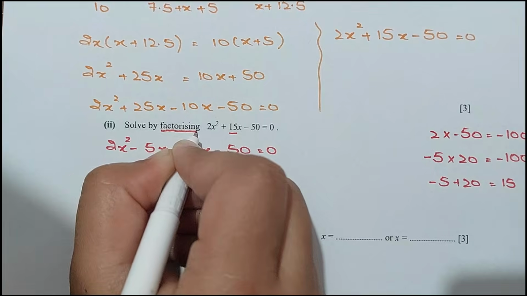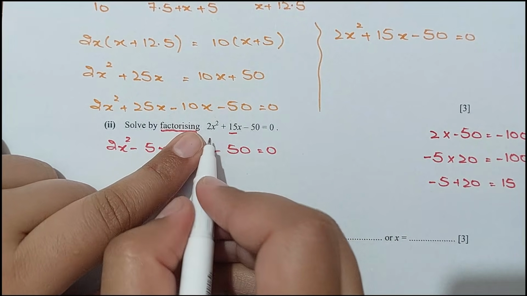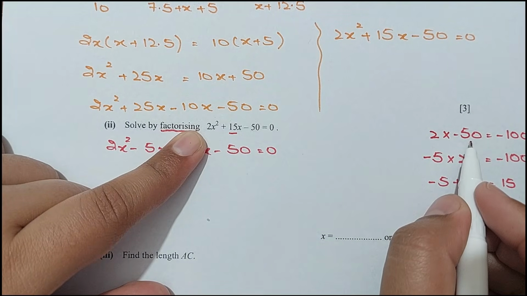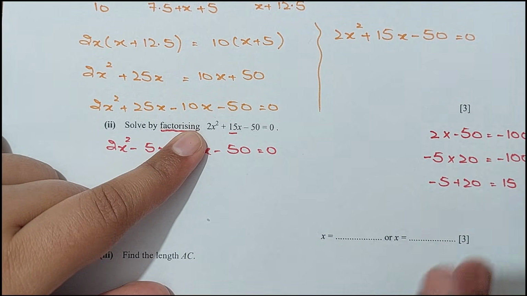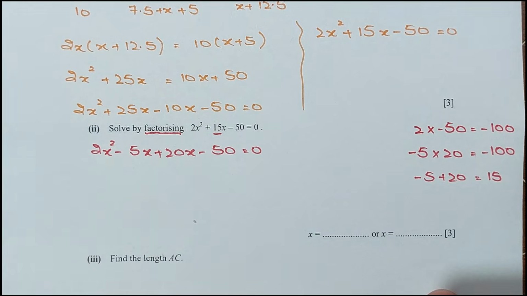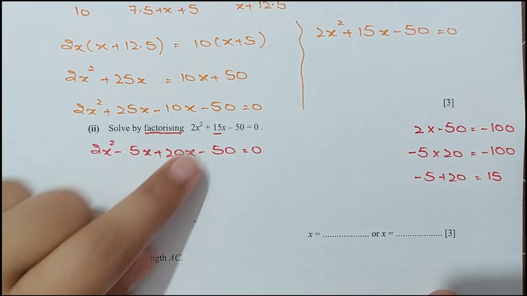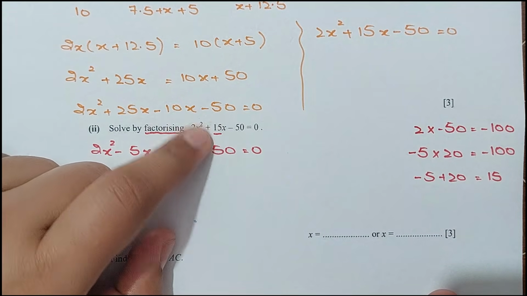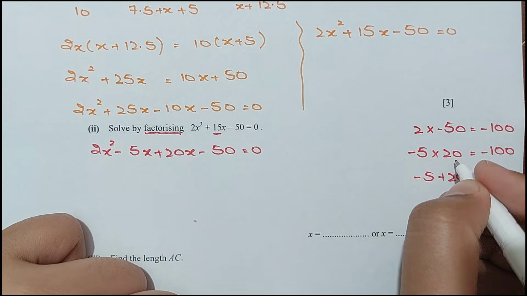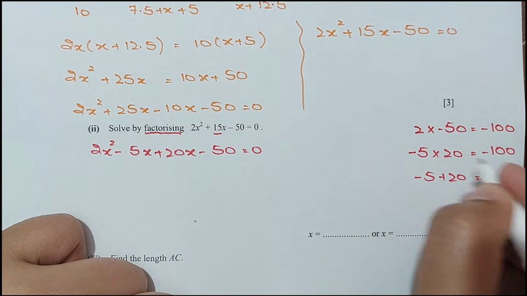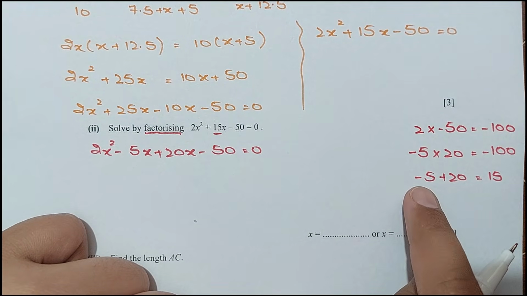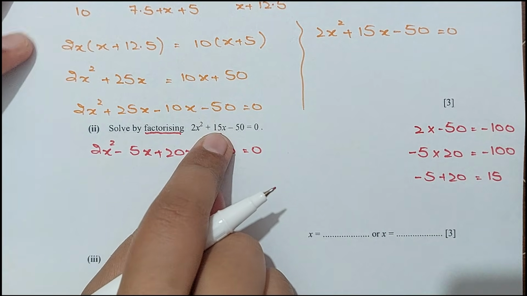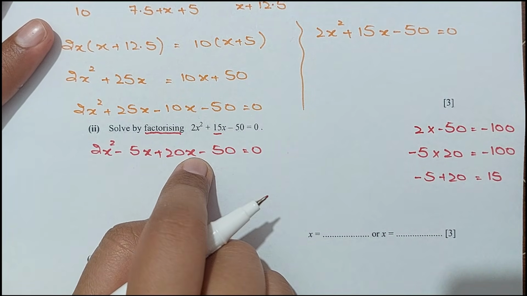So in factorization, what we have to do is multiply the coefficient of x squared with the constant term. So 2 multiplied with minus 50 is minus 100, right? Now we have to find the factors of minus 100 which, when we add or subtract them, give the answer 15, the middle term, the coefficient of x. So 5 times 20 is 100, negative 5 times 20 is negative 100, and when we do minus 5 and plus 20, this equals 15. So we can break the middle term: 15x is minus 5x plus 20x.